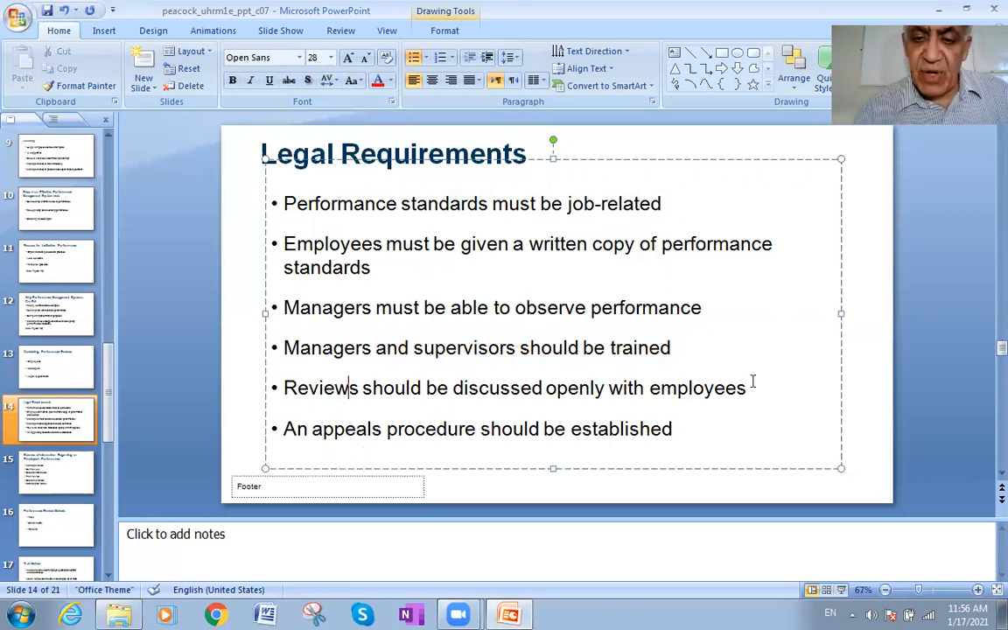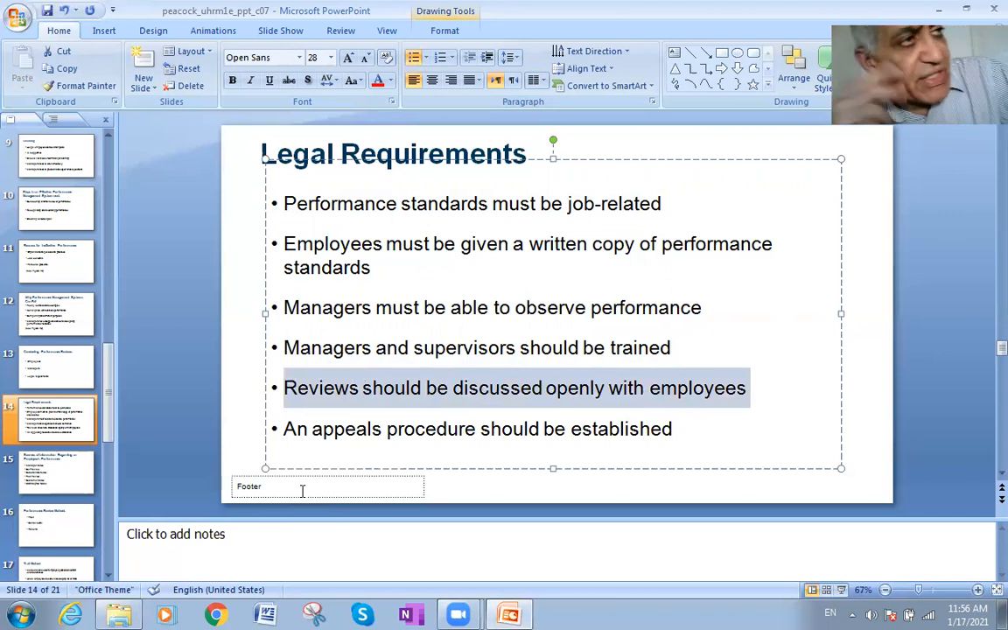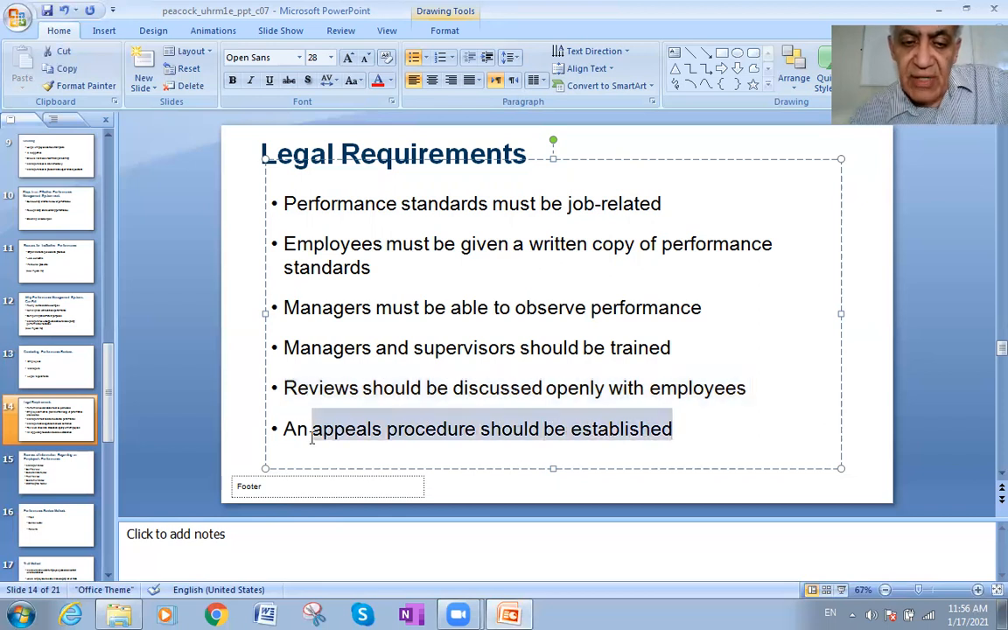Reviews should be discussed openly with employees. Always any reviews or any decisions must be shared between the management and the employees. There must be sharing in the decision making, sharing in choosing among alternatives, sharing in information, transferring from one party to another. All of those must be shared. An appeals procedure should be established. And also, there must be established procedures for all the employees.